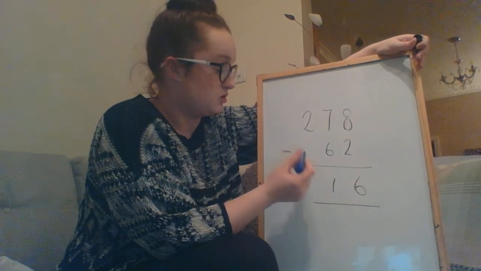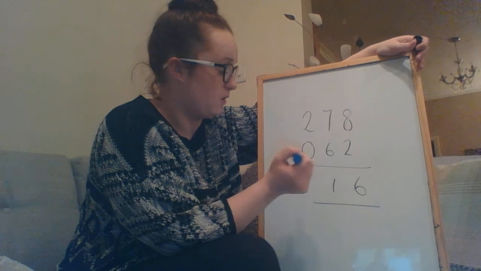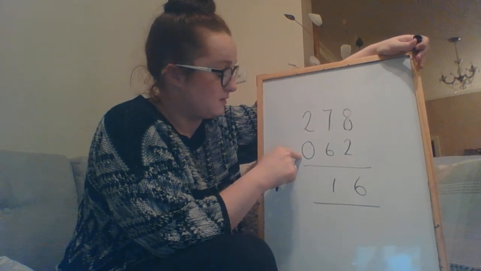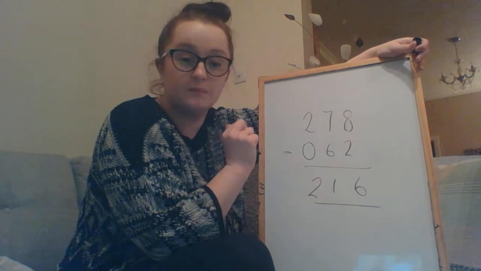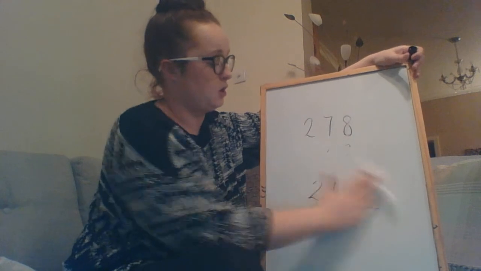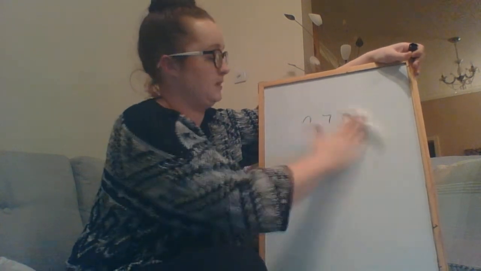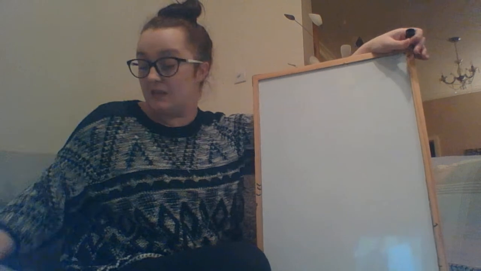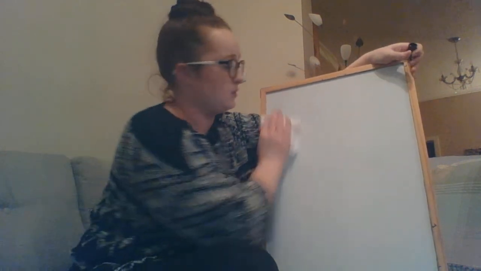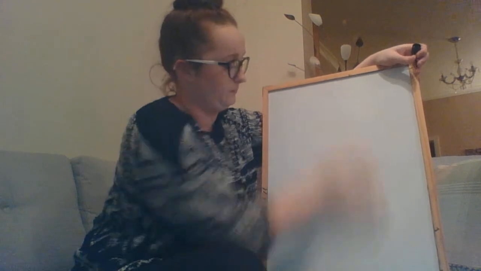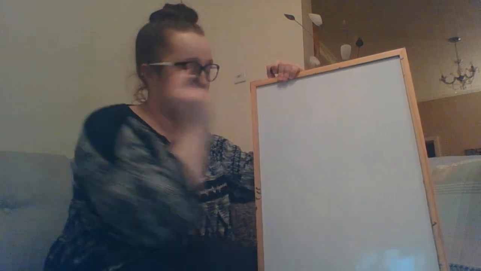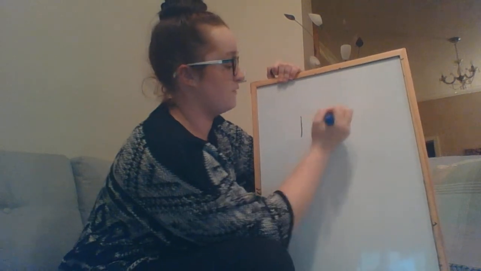And 200 subtract 0, put my place value holder there. 200 subtract 0 is 200. Fantastic. Now what we're going to look at is something called exchanging. Now, it looks a little bit tricky, but once you've got the hang of it, you'll absolutely smash it, I am certain.